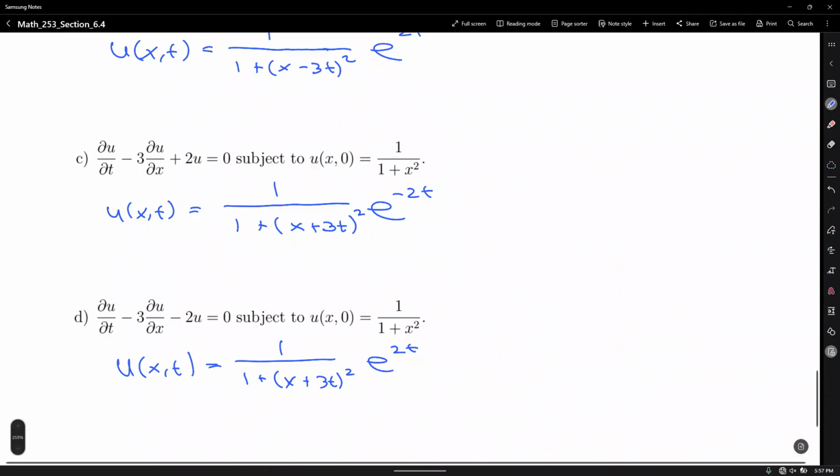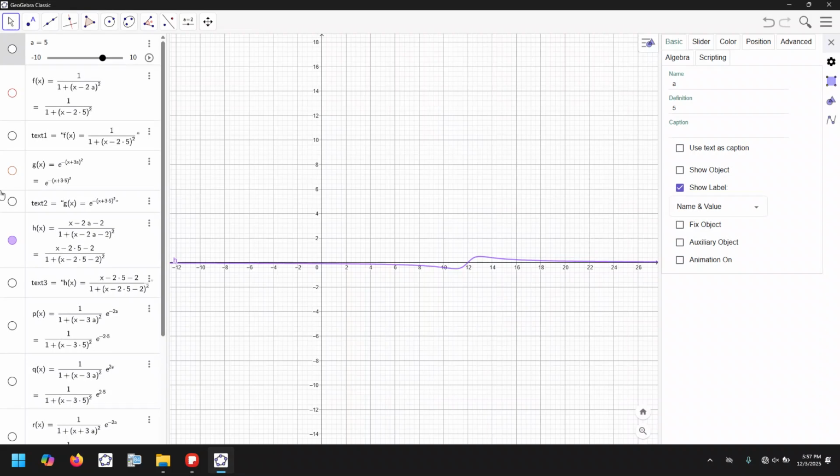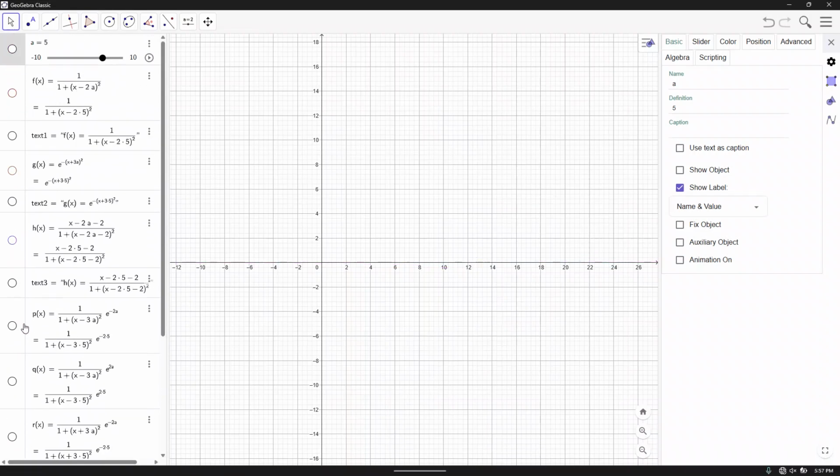Guys, let's have a look at the graphic representations of each of these four solutions and explain why we call these solutions to this equation. What do we call this equation? The transport equation with decay. Okay, so let me hide all of this. Let me hide everything else.